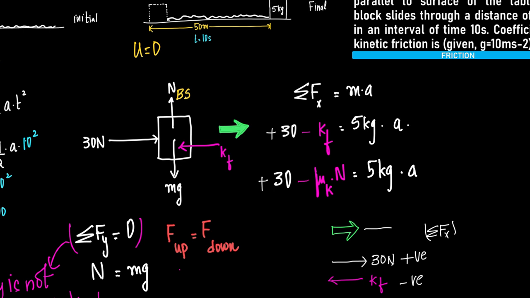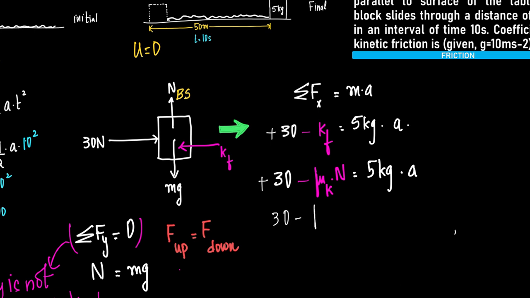And what is kinetic friction equal to? Kinetic friction is equal to the coefficient of kinetic friction into the normal reaction. What is the normal reaction? The normal reaction is equal to mg, and therefore what we have is plus 30 minus mu k into N is equal to 5 into a. Now I hope I can just remove this from the board, right? Okay. Now we have 30 minus mu k into N, and N is equal to mg, so this is equal to 5 into a.